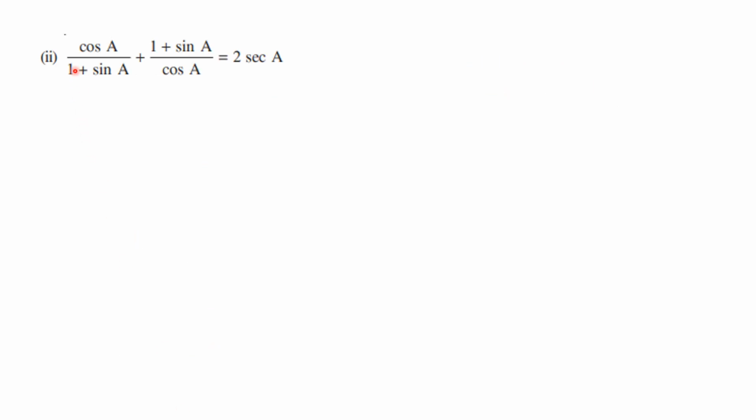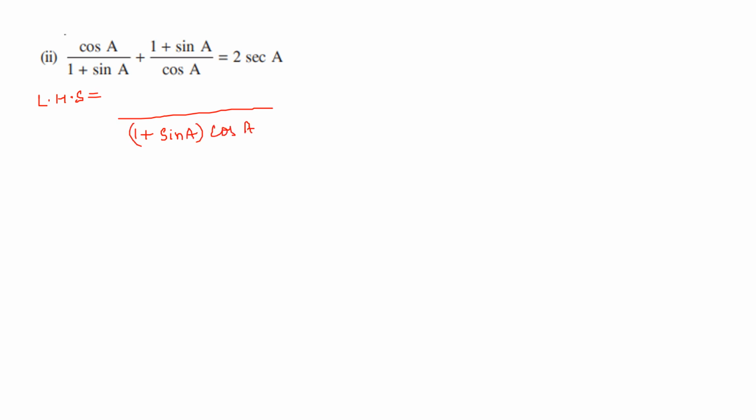Now second question, cos A by 1 plus sin A plus 1 plus sin A by cos A is equal to 2 sec A. So again I will take my LHS. Okay, my LHS is cos A by 1 plus sin A plus 1 plus sin A by cos A. I am going to take LCM. So if I take LCM, it will be (1 plus sin A) into cos A.